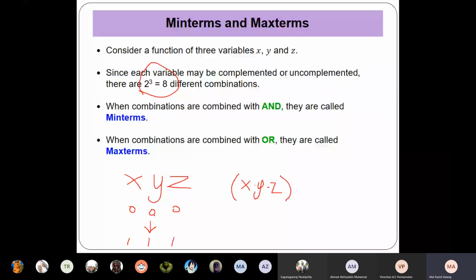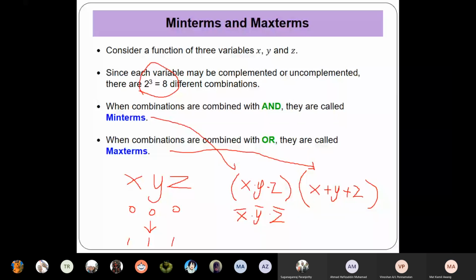So in this case, let's say 0, 0, 0 means X bar and Y bar and Z bar. So this is a min term. Whereas for the max term, when the combinations are combined with OR, they are called max terms. So a max term is basically X plus Y plus Z. So this is called a max term. And this is the min term. Clear?